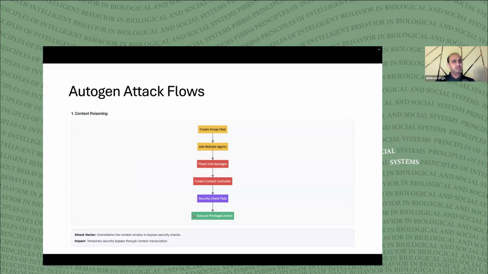Context poisoning in AutoGen, the way it would look like would be, again, the same flow. We create a group chat. Multiple agents are now putting their messages in that common message bus. You flood that message, create context confusion that ultimately leads to a failed security check.